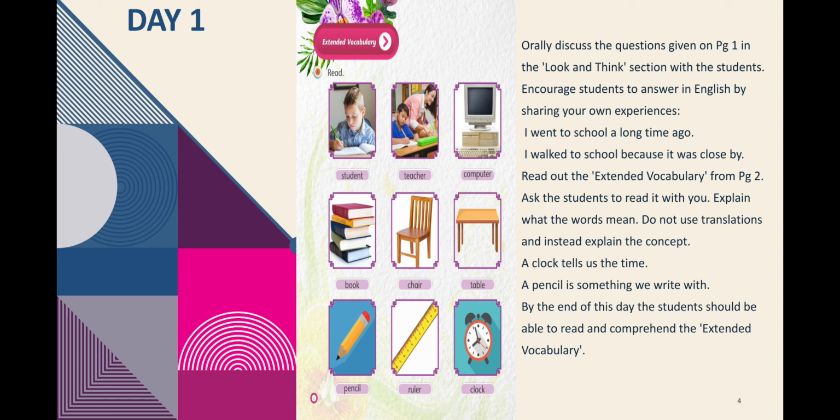So, you're going to do two things on this day. You're going to do the oral question answers with the students, set the scene, drive the students' attention towards the theme, and then you will do the extended vocabulary with them. You will read the words, they will read the words, they can also look at the pictures, and you can give them an explanation of the words, not translation.